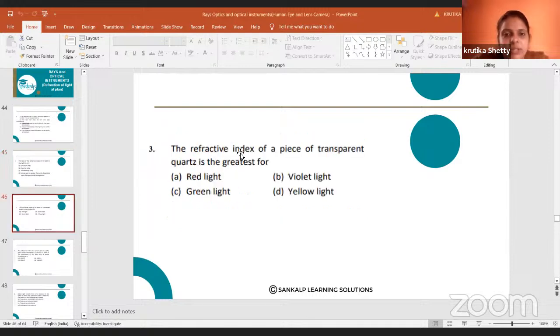The next question, the refractive index of a piece of transparent quartz is the greatest for which light? They are asking for which the refractive index value is higher. Red light, violet light, then the green light, yellow light. Very good. Purvi, Harshita. Yes. Sinchana, Lohit. So everybody knows the answer. That is violet light. So violet light is having the highest refractive index.